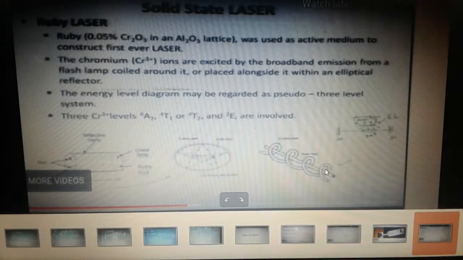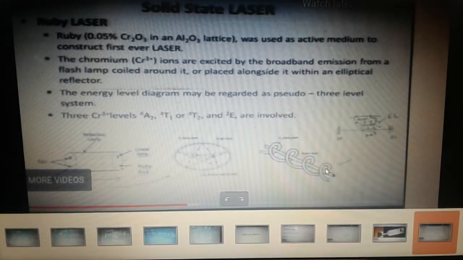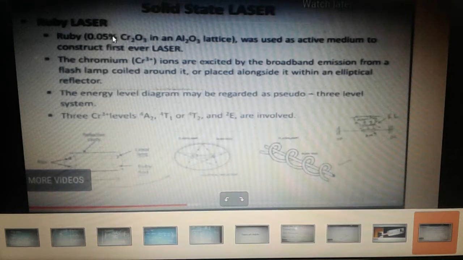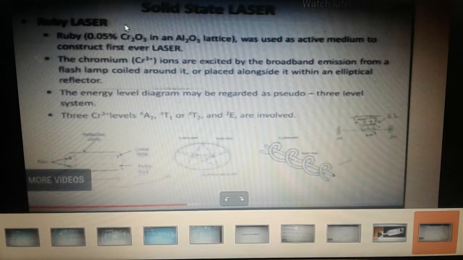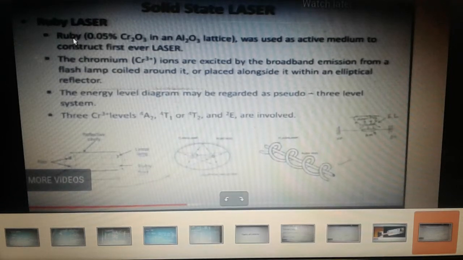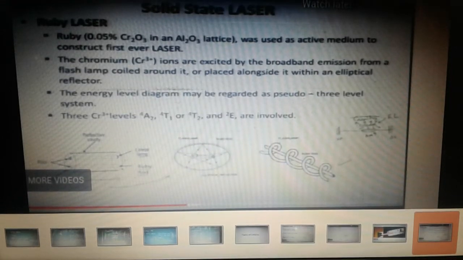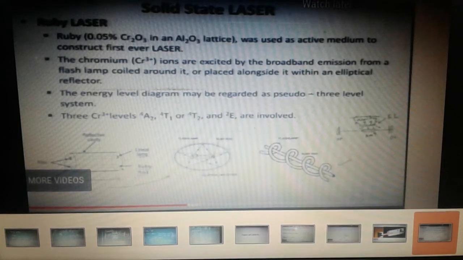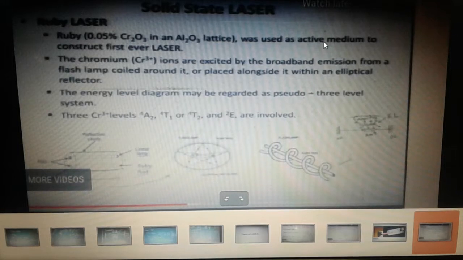Now here in the ruby laser we have a ruby rod. The chemical composition of this ruby rod is aluminum oxide, in which some impurity of chromium oxide is present. This chromium oxide provides the reddish color to the ruby rod, and it acts as the active medium. So the first component of a laser is the active medium, and here the active medium is ruby.